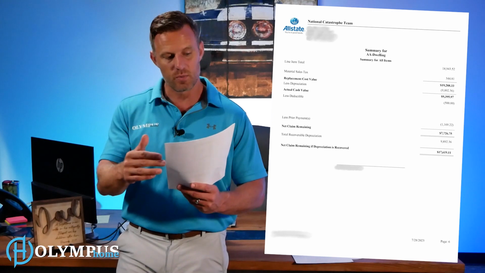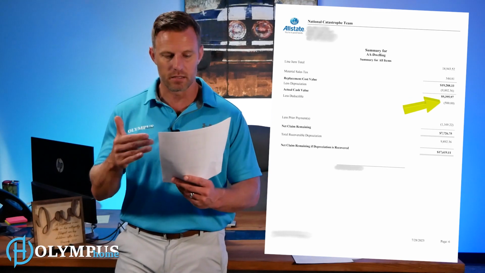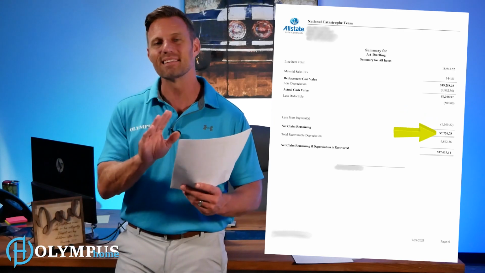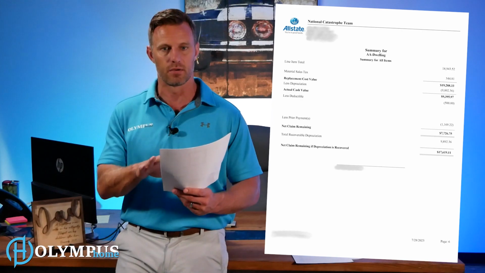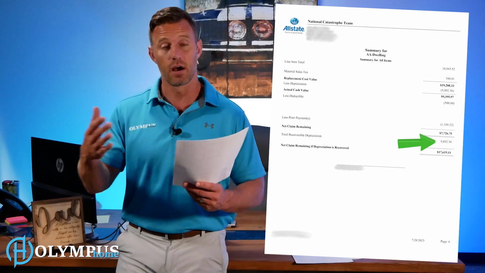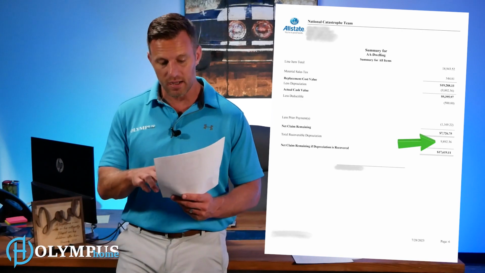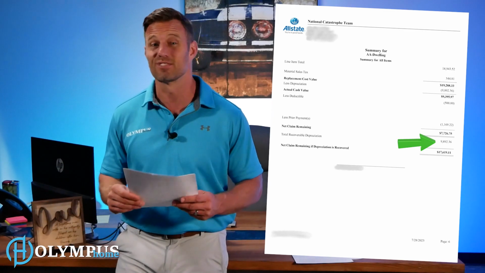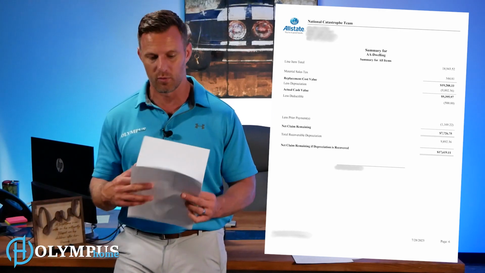So in this situation, the actual cash value minus the deductible and the prior payment that she had leaves the net claim remaining. That is the first check that she would get from the insurance company as far as the replacement goes. Then the total recoverable depreciation, when we finish the work, they're going to send her that additional payment of the $9,892.36, like we had previously talked about. And that's basically the summary page of what's going to go on.